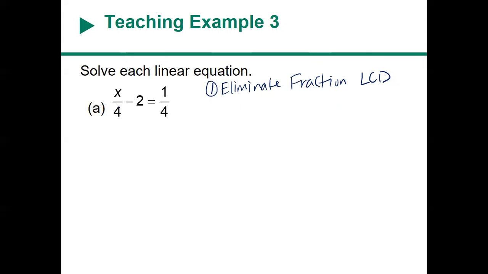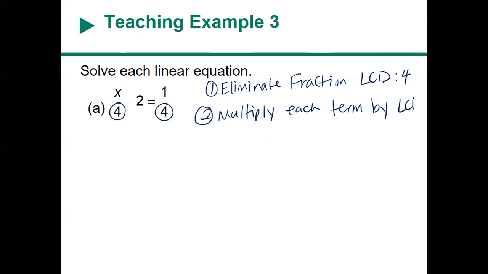What is the least common denominator between 4 and 4? 4. Yeah. The least common denominator is 4. Okay. You're going to use your least common denominator. You're going to multiply each term by the LCD. Each term by LCD. So that means I now have 4 times x over 4 minus 2 times 4 equals 4 times 1 over 4.